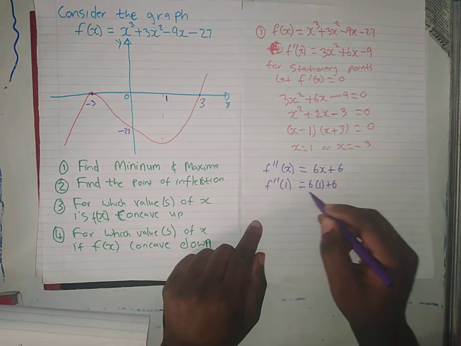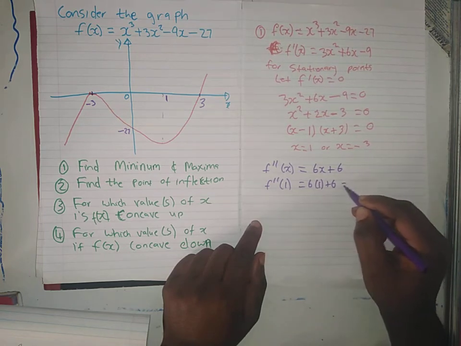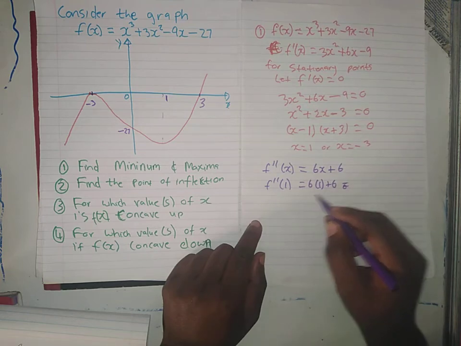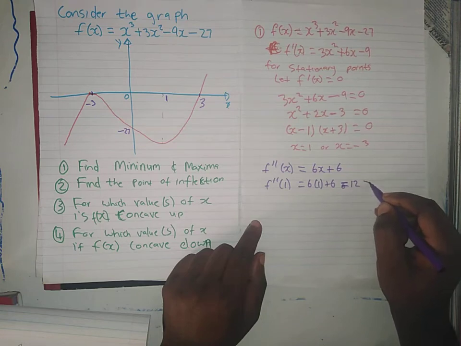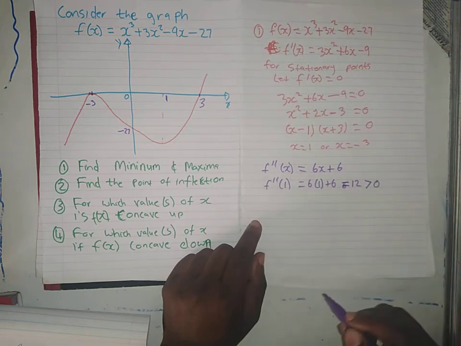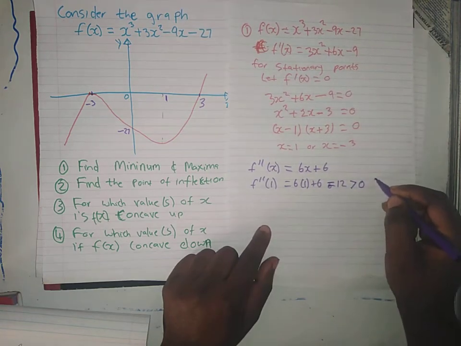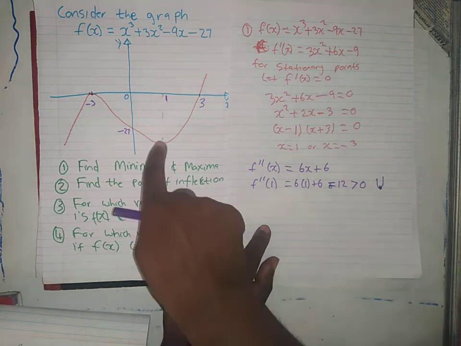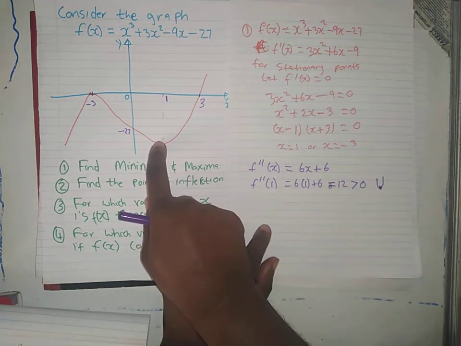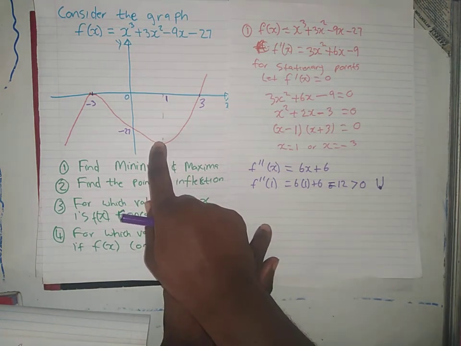So it's 6 plus 6, which is 12, which is greater than 0. 12 is positive, so because it's positive, then it's concave up like this. So because of that, this one is a minimum. Can you see? It really agrees with this graph. This is a minimum.